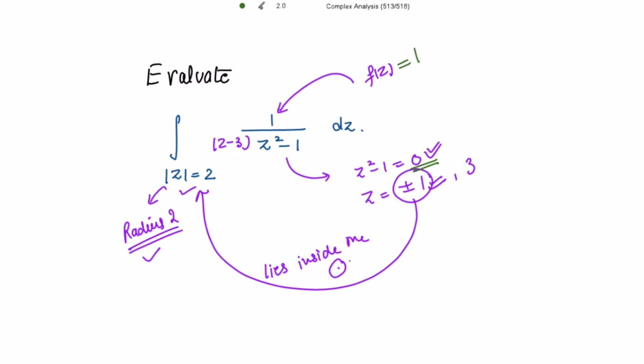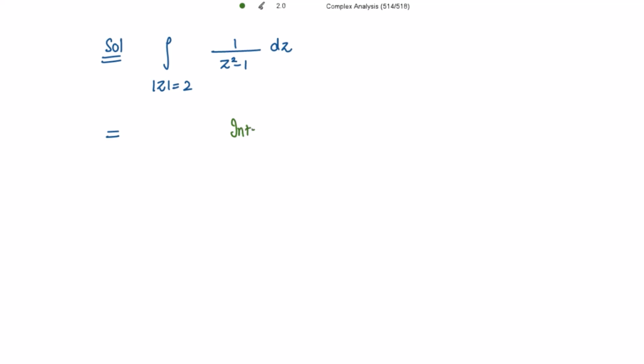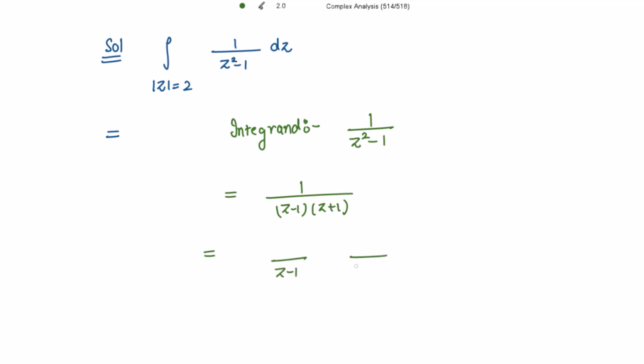So let's start with the solution now. What is the integrand given to us? We have our integrand to be 1 divided by z squared minus 1. Let's make the partial fractions for this. So this is (z minus 1)(z plus 1). How to make the partial fractions? Just write z minus 1 and z plus 1 separately. If I take this to be equal to 0, hide this from the denominator, I get z = 1. Put this value over here. What do I get? 2. So we have here 1 divided by 2.